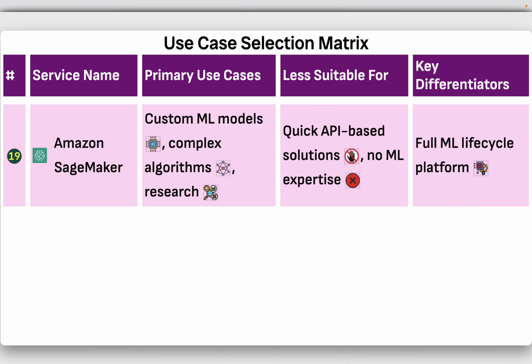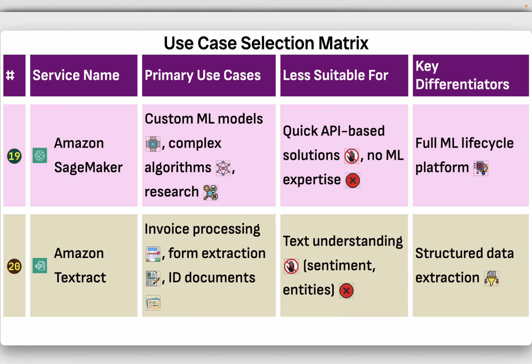Next service is Amazon SageMaker. Primary use cases are custom machine learning models, complex algorithms, and any kind of research. But it is less suitable for quick API-based solutions or no ML expertise. Key differentiators are full ML lifecycle platform.